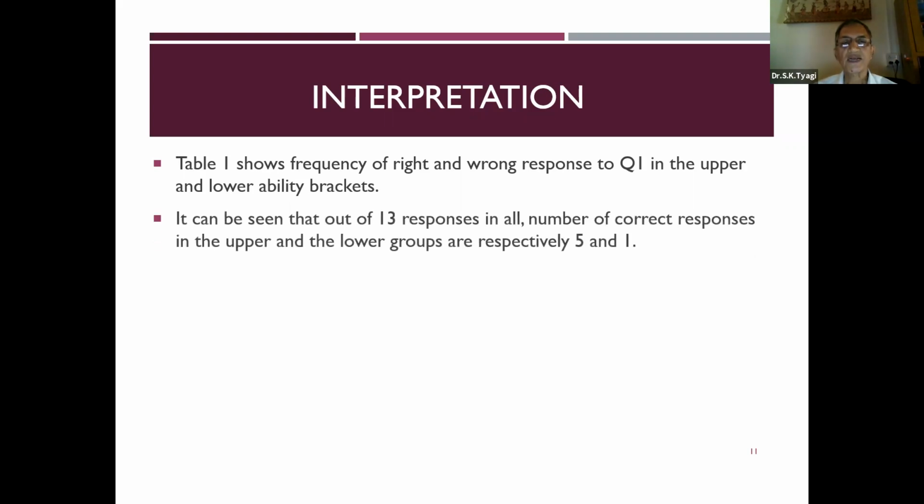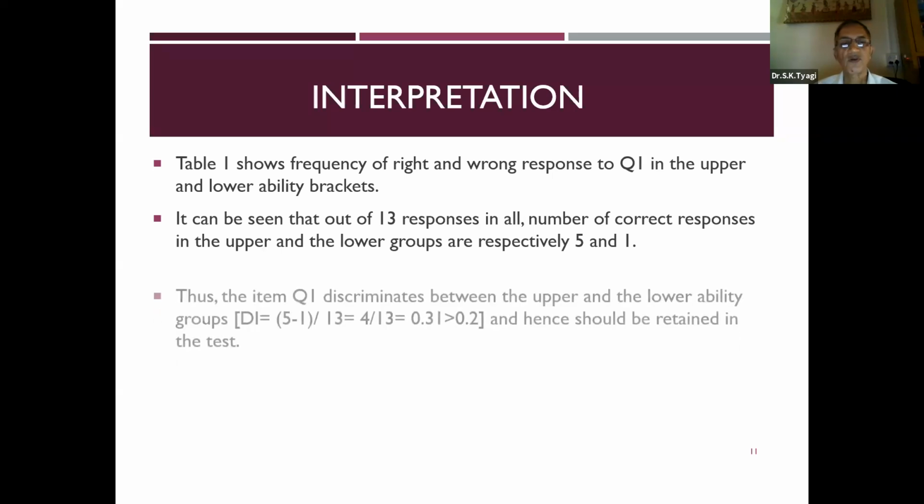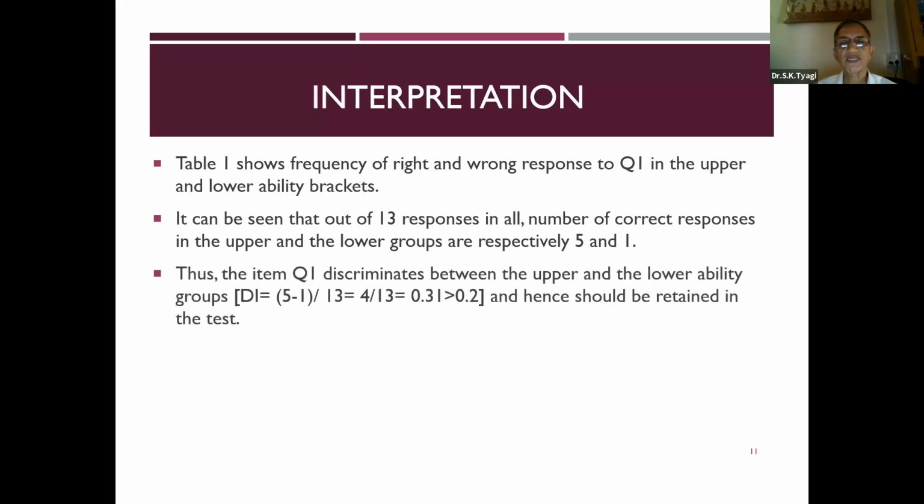It can be seen that out of 13 responses in all, the number of correct responses in the upper and lower groups are respectively 5 and 1. Thus, question number 1 discriminates between the upper and lower ability groups. Discrimination index is 5 minus 1 divided by 13, which is 4 divided by 13, that is 0.31, which is greater than 0.2. Therefore, this item should be retained in the test.